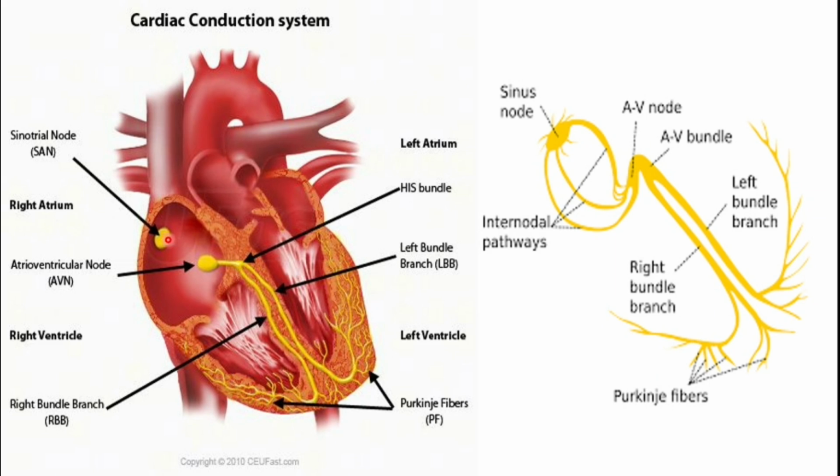So this is the unique distribution of the cardiac conduction system, and that unique distribution of the cardiac conduction system allows the heart to maintain its rhythm and contraction.